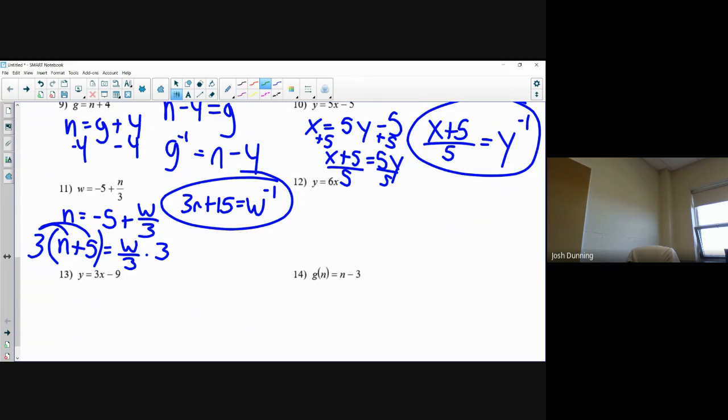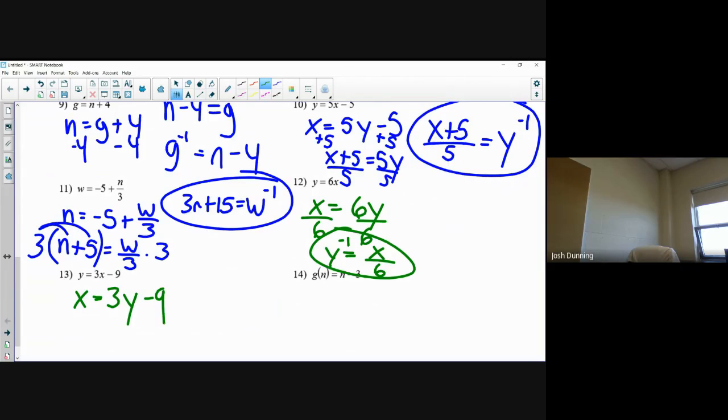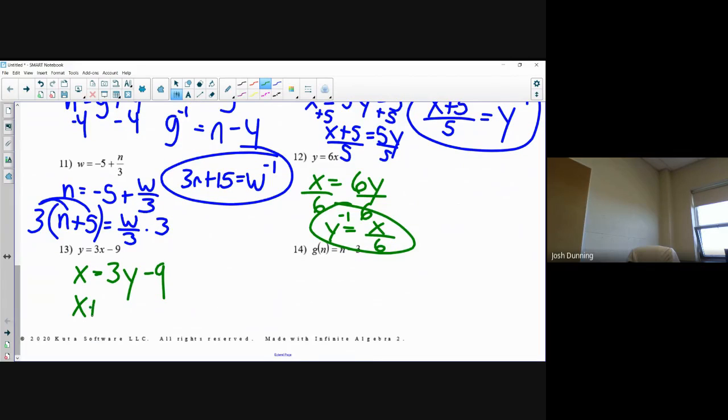12. Y equals 6x. Swap x and y. Easy. Get y alone, divide. X over 6, stick the -1 on, inverse. 13, swap x and y. Add 9. Divide by 3. Put the -1 on for inverse.